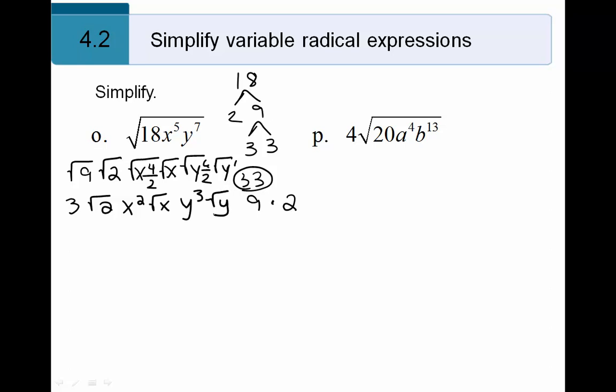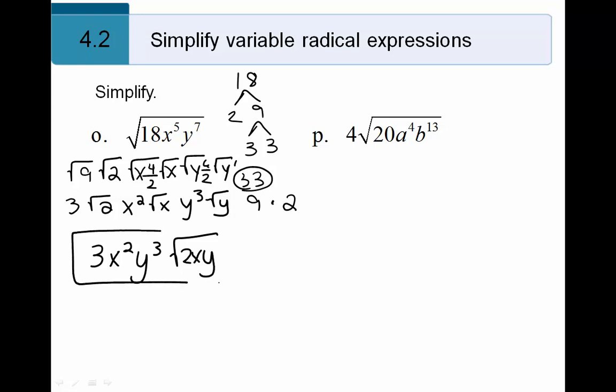So whatever doesn't have a radical, we move up front. That would be a 3x squared y to the third. And then we'll shove the 2xy back underneath one radical. So 3x squared y cubed square roots of 2xy.